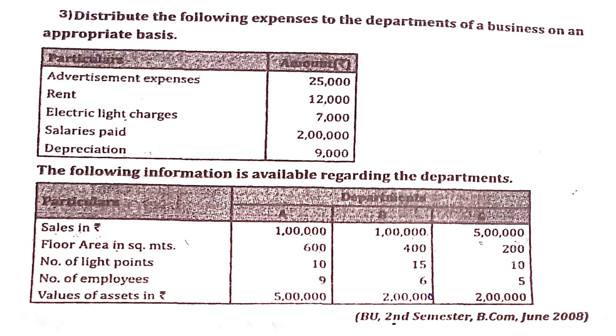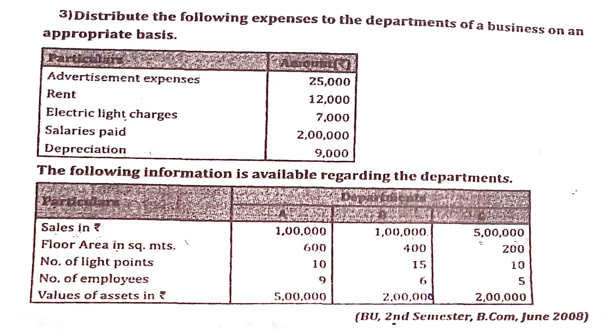Next is salary paid. Salary paid is related to the employees. Let us see whether any employees information is given. Here they have given the number of employees, 9, 6 and 5. In each department, the number of employees working is given.